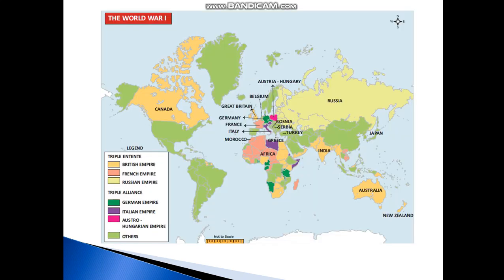Here is a given world map. In this world map you are going to know about the world countries which all took part in World War I. You will see in the legend there are two categories.